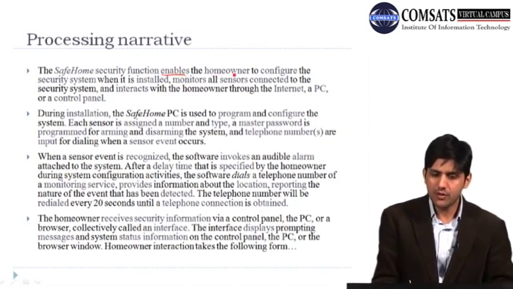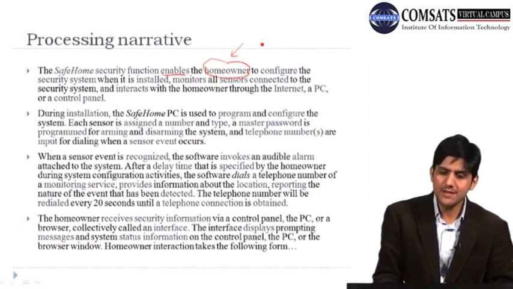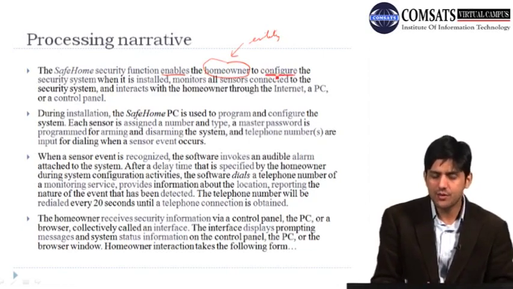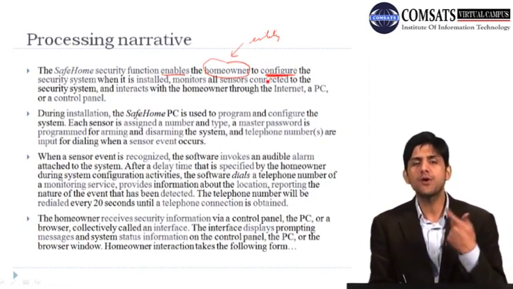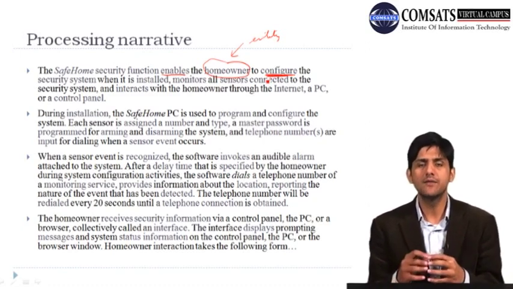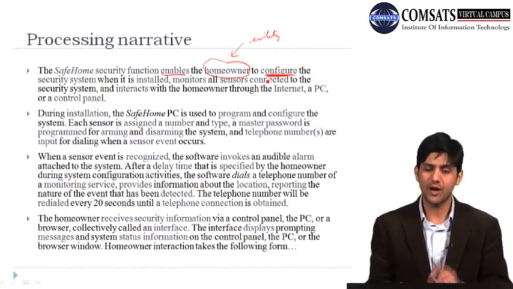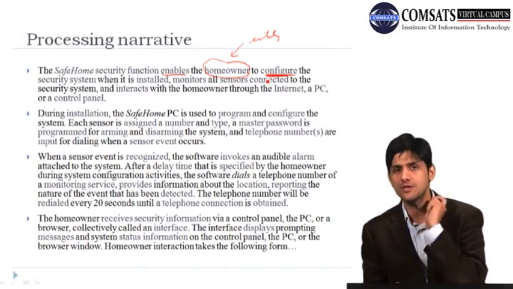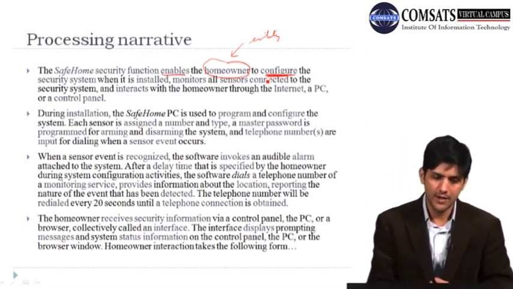So we know that the homeowner is an entity, but whether we want to show it as an entity or not, we will decide later. It is configuring the system. So we know that one function or one process would be there which takes the configuration input from the homeowner, and one kind of input that would be sent to this particular device is the configuration input.